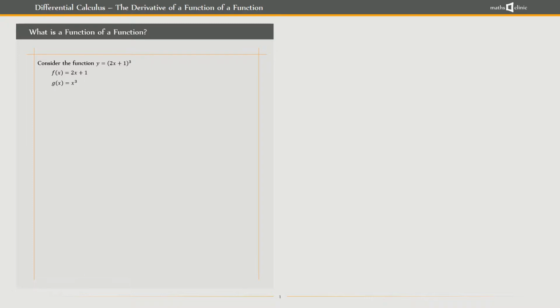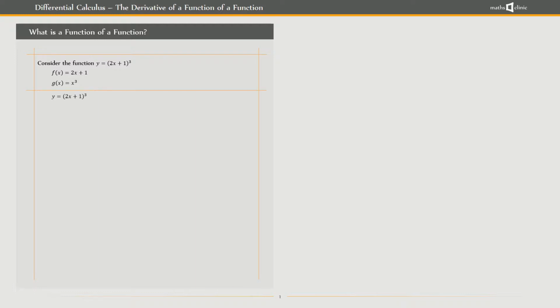What does this mean? We have a function that is a function of another function. First of all, we have our first function as 2x plus 1. We get an answer, and then we take that answer and put it into the next function, which tells us to raise that answer to the power of 3 to give us our final answer y. So anytime you see a function like y equals (2x plus 1) all to the power of 3, where you have one function and then another function of that function before you get your final output, you have a function of a function.